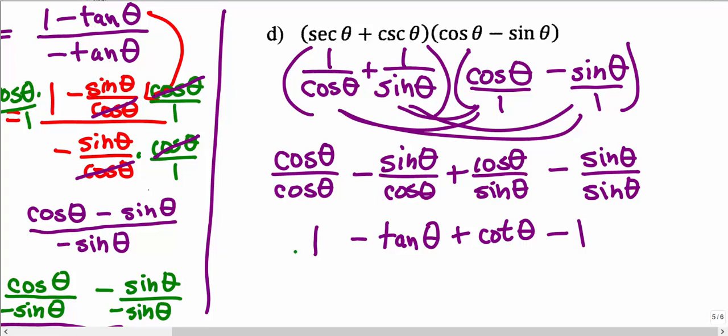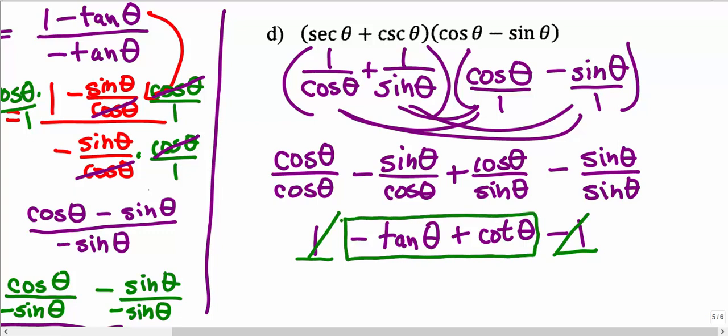So we have no fractions in our final answer, and we do see that we have some like terms. We have 1 and minus 1, and those can cancel each other out. So we're left with minus tangent theta plus cotangent theta.